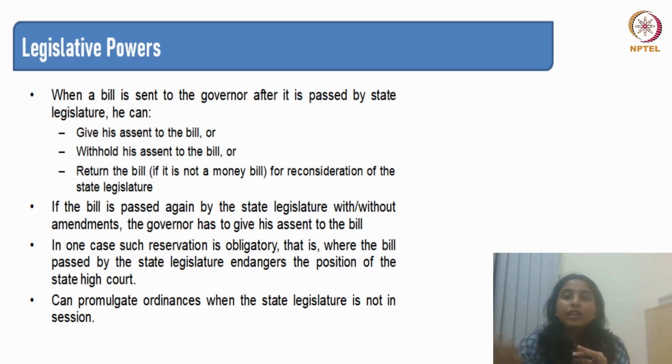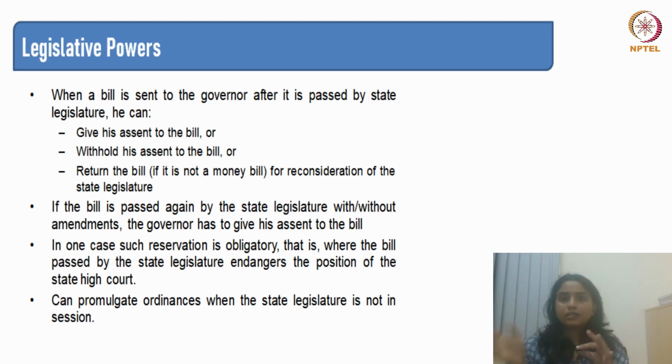Why would he return the bill? If he feels that some kind of an amendment shall be introduced in that particular bill, with such comments he can return the bill, and if there are such comments, then the house or the state legislature is supposed to reconsider that bill accordingly.